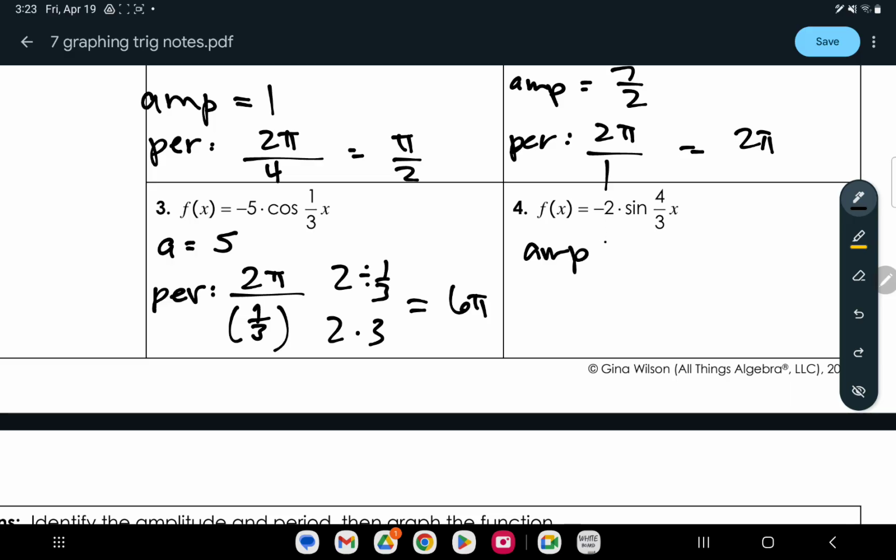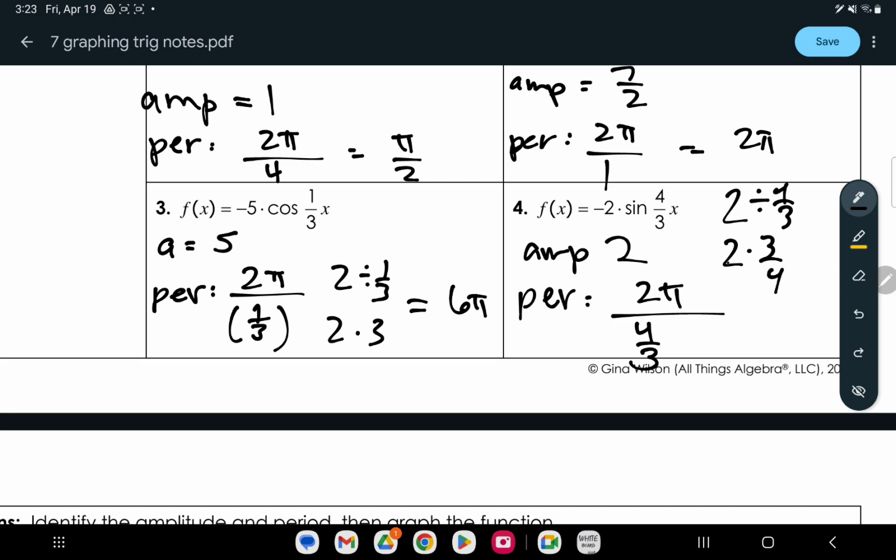Amplitude is absolute value of 2, so 2. And period is 2 pi over B. So 2 divided by 4/3 is really 2 times 3 over 4. That reduces to 1/2. So really 3 pi over 2.